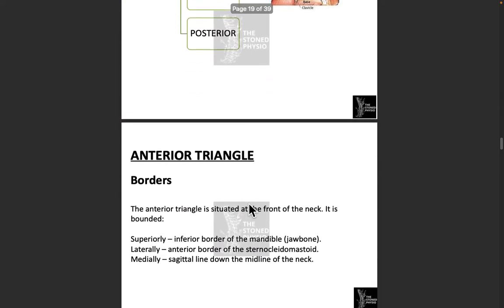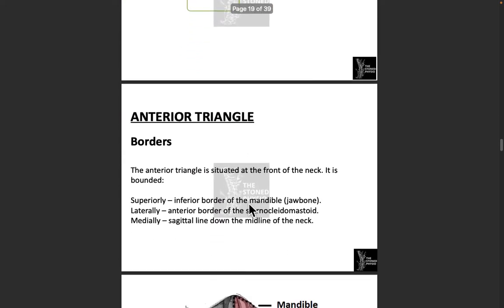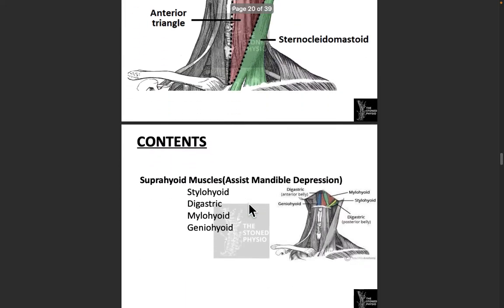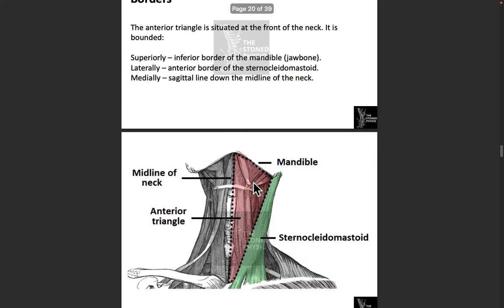Okay, now let's first discuss the anterior triangle, then we will talk about these muscles. So this is the anterior triangle, of course, and it is bounded medially by the midline of the neck, superiorly by the inferior border of the mandible, and posteriorly, or you can say laterally, by the anterior border of the sternocleidomastoid. This we know, right.